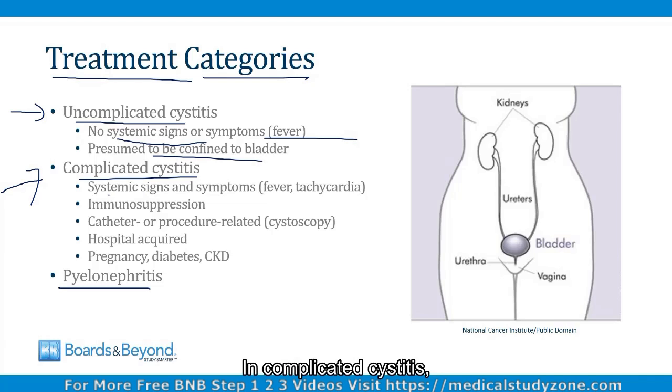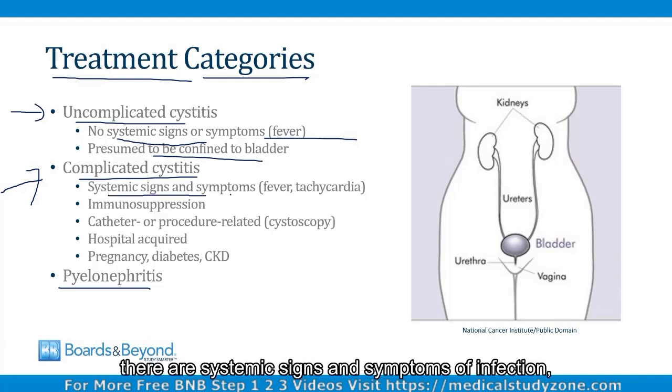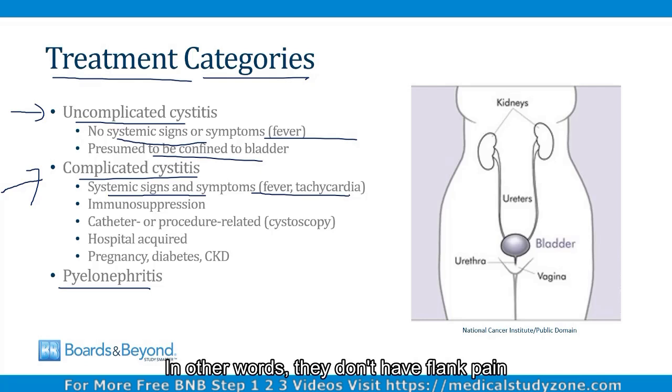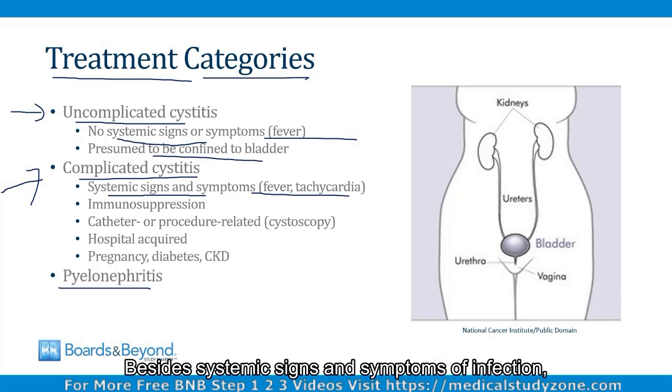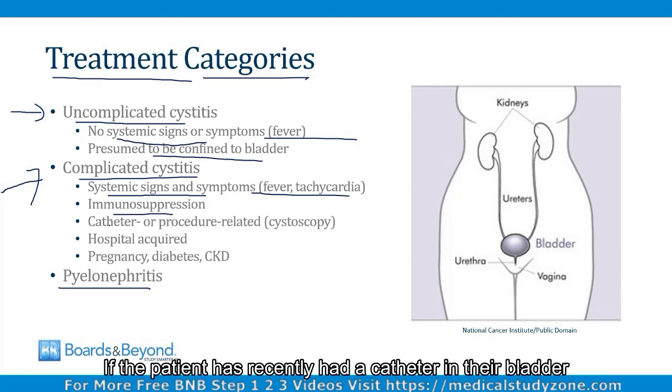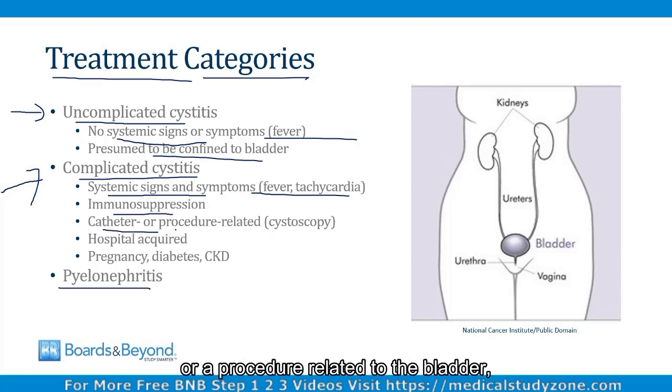In complicated cystitis, there are systemic signs and symptoms of infection, things like fever or tachycardia, but these patients have not yet developed pyelonephritis. In other words, they don't have flank pain and white cell casts and other evidence of infection of the kidneys. Besides systemic signs and symptoms of infection, other things that make cystitis complicated rather than uncomplicated are things like immunosuppression, if the patient has recently had a catheter in their bladder or a procedure related to the bladder, something like cystoscopy, and also hospital-acquired urinary infections are always considered complicated.